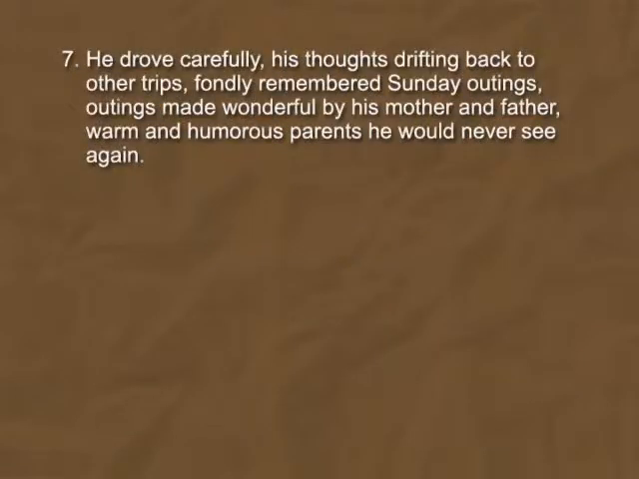He drove carefully, his thoughts drifting back to other trips, fondly remembered Sunday outings, outings made wonderful by his mother and father, warm and humorous parents he would never see again.